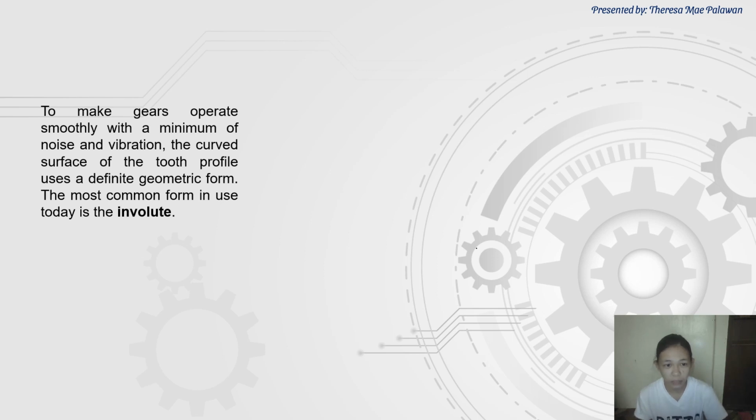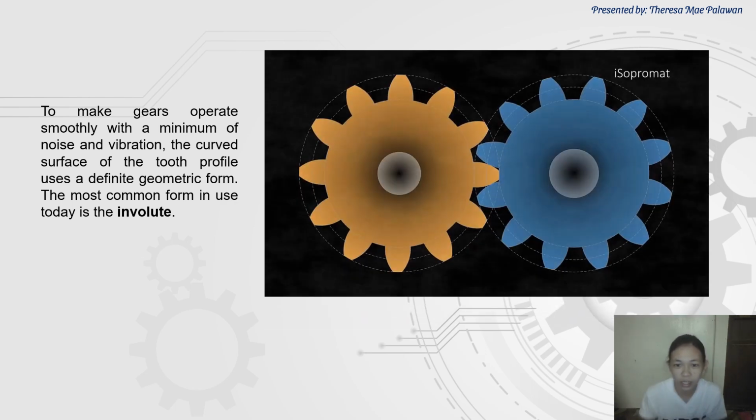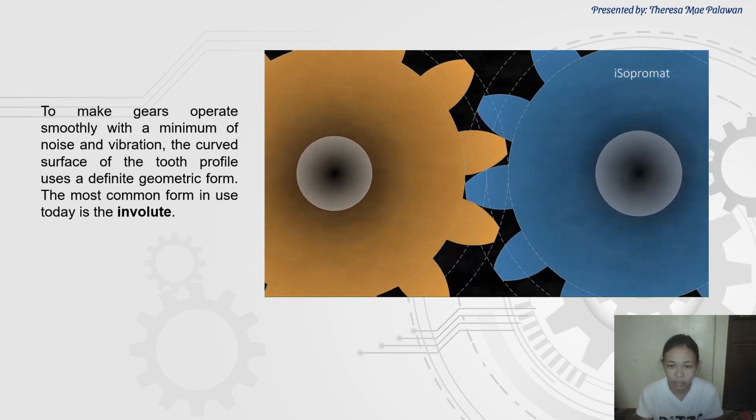To make gears operate smoothly with a minimum of noise and vibration, the curved surface of the tooth profile uses a definite geometric form. The most common form in use today is the involute. So this is the involute gear.